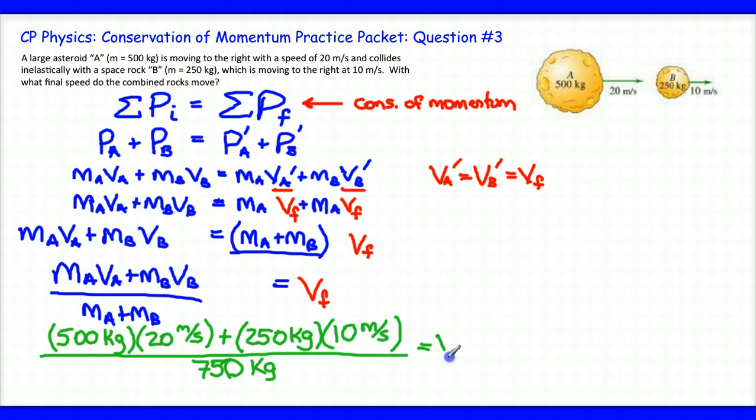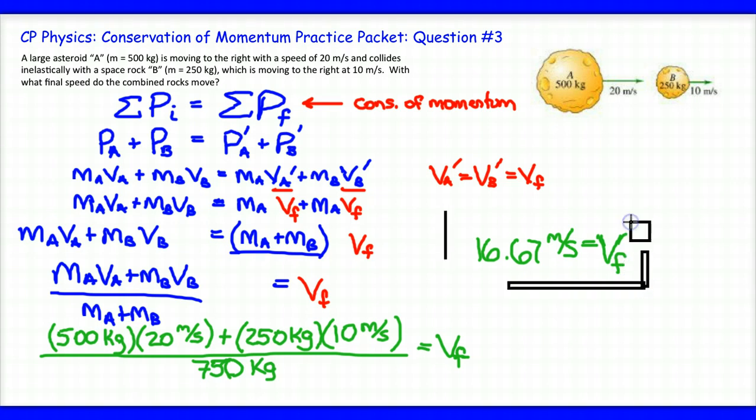And all of that, of course, is equal to V sub F, the final velocity of the combination of A and B after the collision. When I run that through my calculator, I get 16.67 meters per second being the final velocity of these combined two after they collide inelastically. Oops, I was trying to draw a box around that, but it's not going to work. So why don't I just do it in pen? And there's our answer.